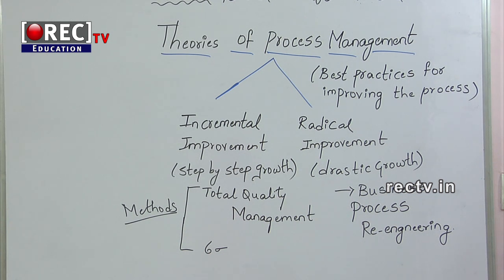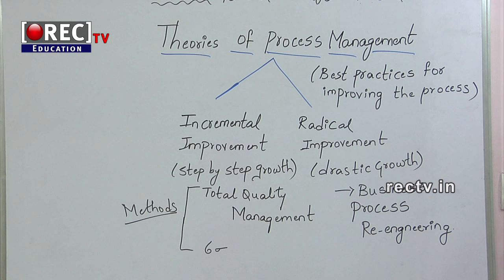Now the theories of process management refer to improving the process. These are some best practices with which we can improve the process. There are 2 types of improvements. First one is incremental improvement, and second one is radical improvement. Incremental improvement is nothing but step-by-step growth, and radical improvement is nothing but drastic growth.